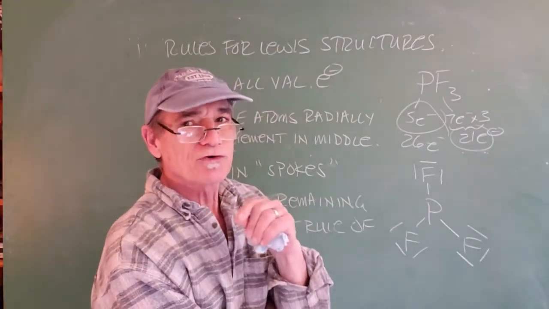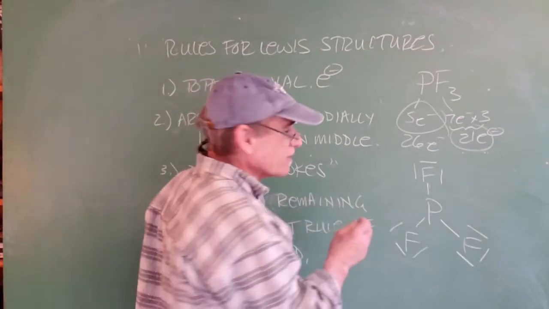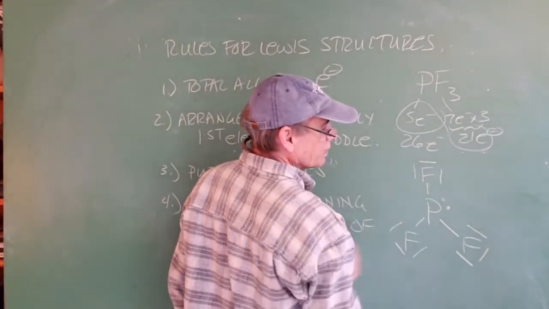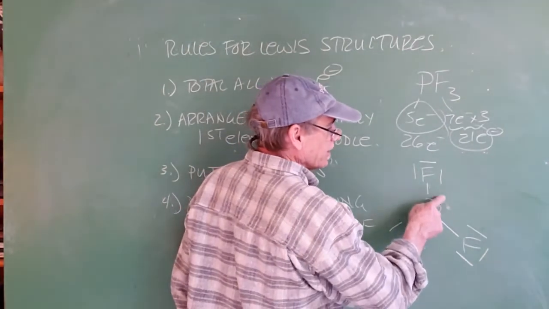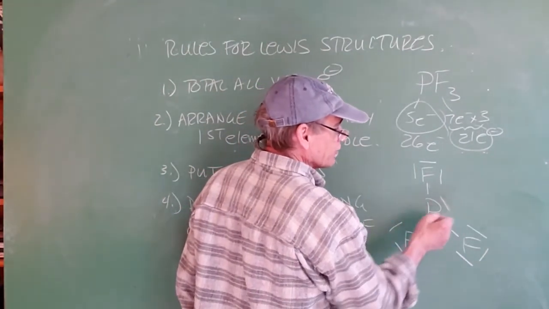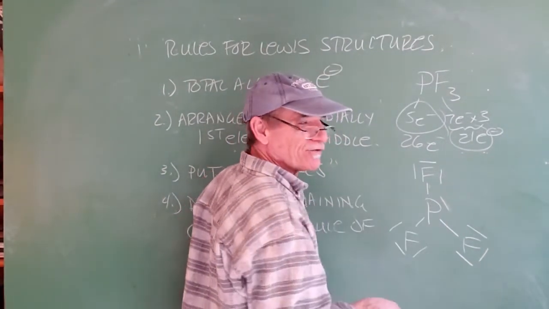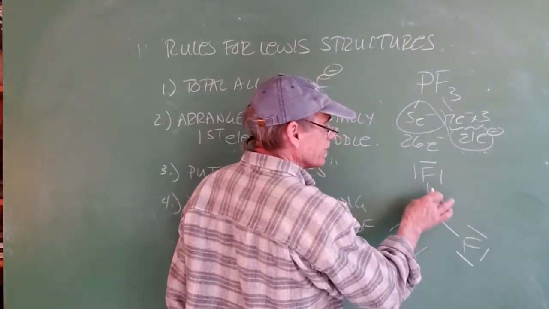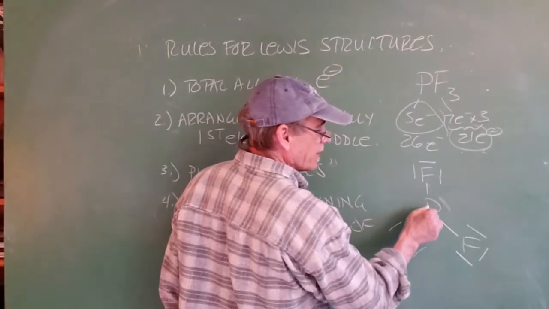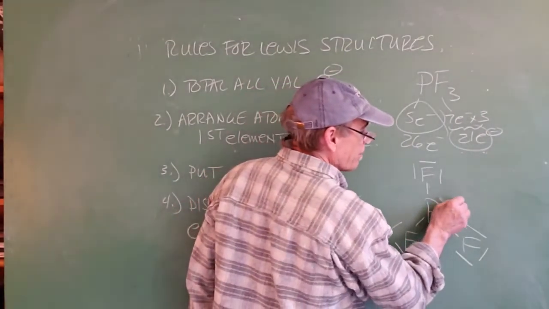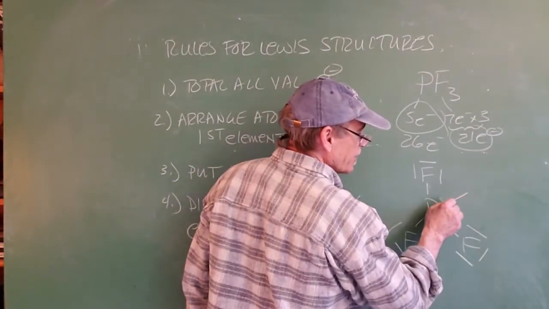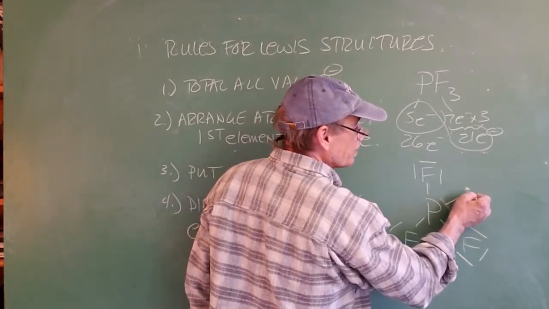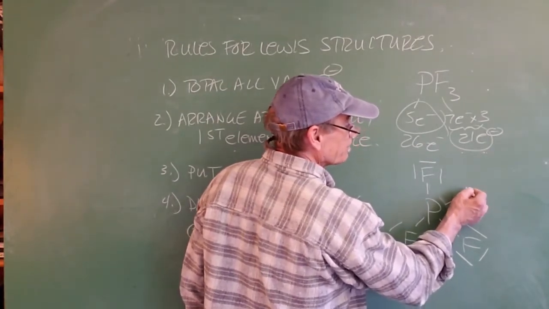Now, here's something I want to show you. The book would do this. The book would put a couple of dots here next to the phosphorus to represent that lone pair. Or it might put a bar there to represent the lone pair next to the phosphorus. But here's what I do, and I'd like you to get in the habit of this. I draw a lone pair on the central atom like a bond sticking out in space with nothing bonded on the end of it, and I put a couple dots there to remind me that this is a lone pair.